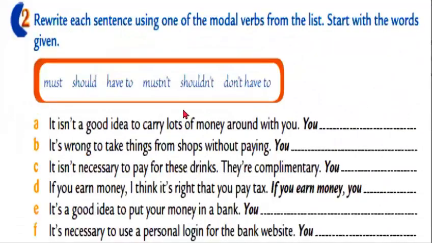Exercise two, you have to write sentences using one of the models from the list. We have some models here: must, should, have to, mustn't, shouldn't, and don't have to. We have to rewrite the sentences using the models. I'll be back in a minute.